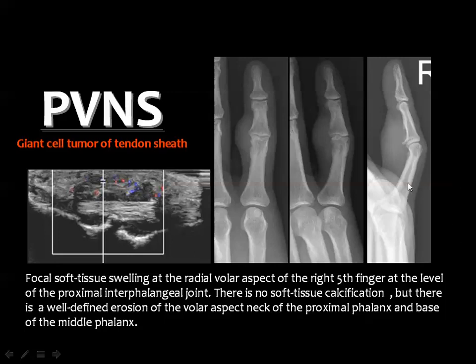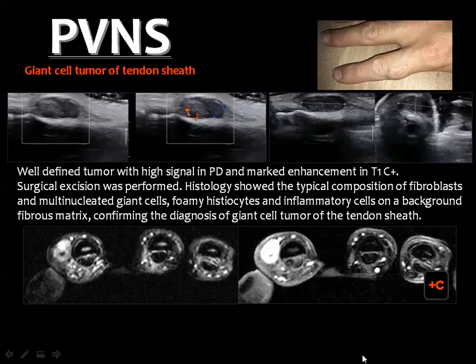And this is another example, and you see the soft tissue mass and some impression on the cortex of the bone. The mass is a little bit hypervascular, as you can see in the Doppler study. Ultrasound and the Doppler of a giant cell tumor of the tendon sheath.